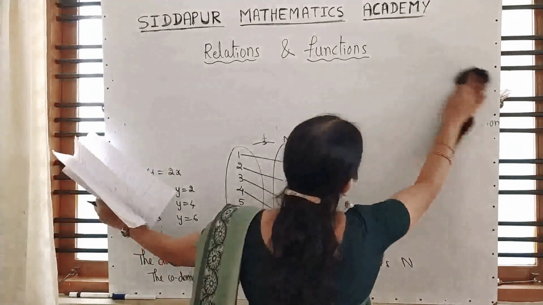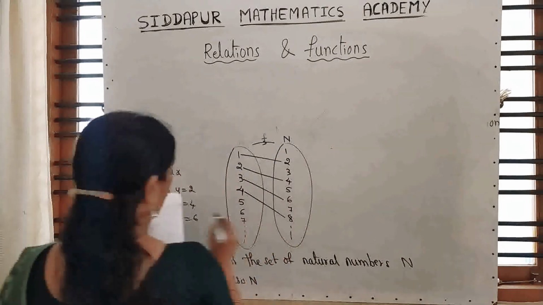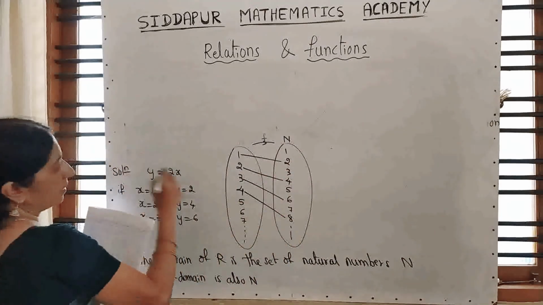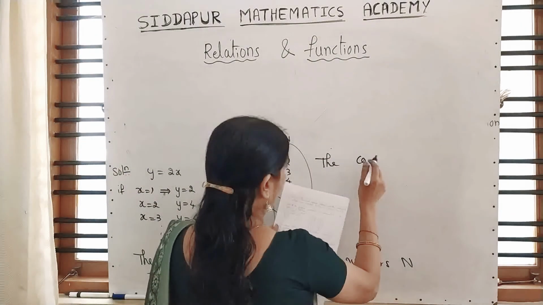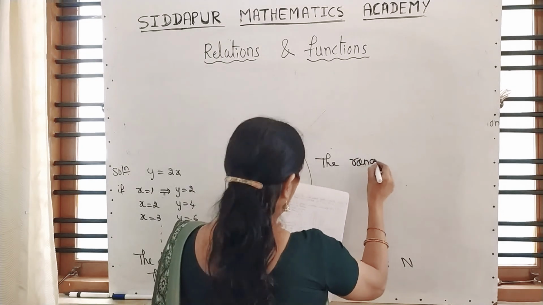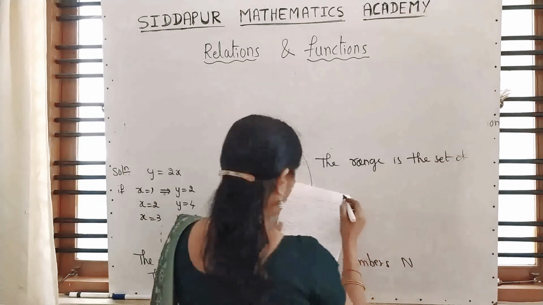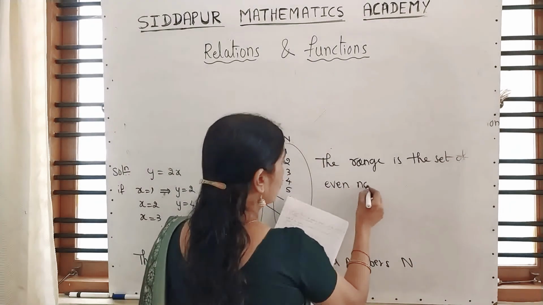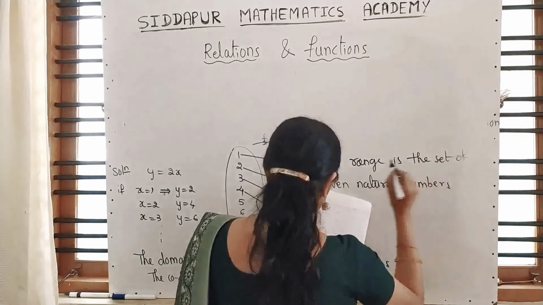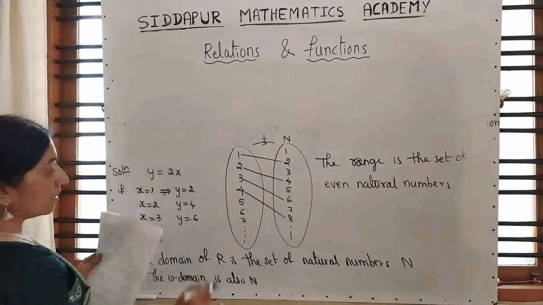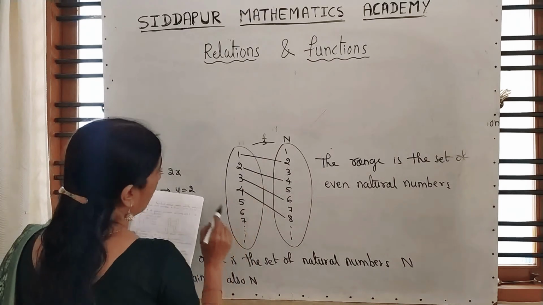That means what is the codomain? Codomain means our answer will be the set of even natural numbers. Sorry, range. Codomain means the complete second set. The codomain is the set of natural numbers. The range, sorry, the range is the set of even natural numbers.